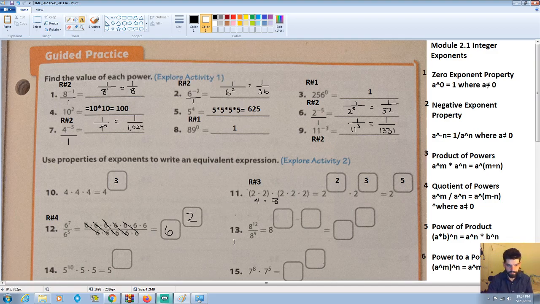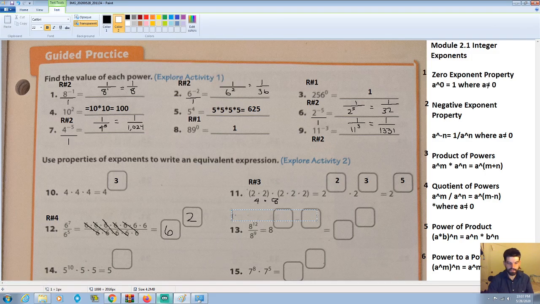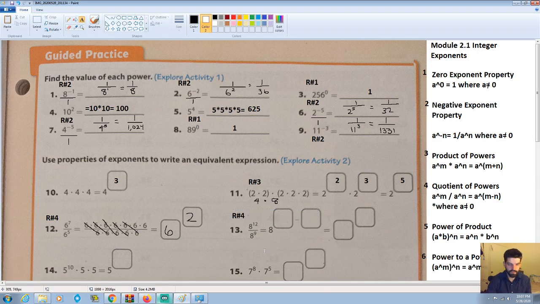And again, number 13 is looking at the same rule here. This is going to be rule number 4. So because it's a quotient with 2 like bases taken to exponents, we're going to subtract that first exponent from the second. That's very important. Actually, I do want to highlight that. So when you subtract the exponents, it's always numerator minus denominator.